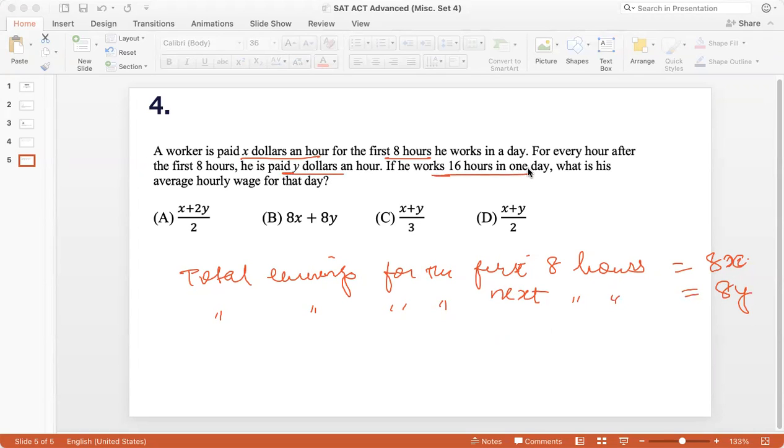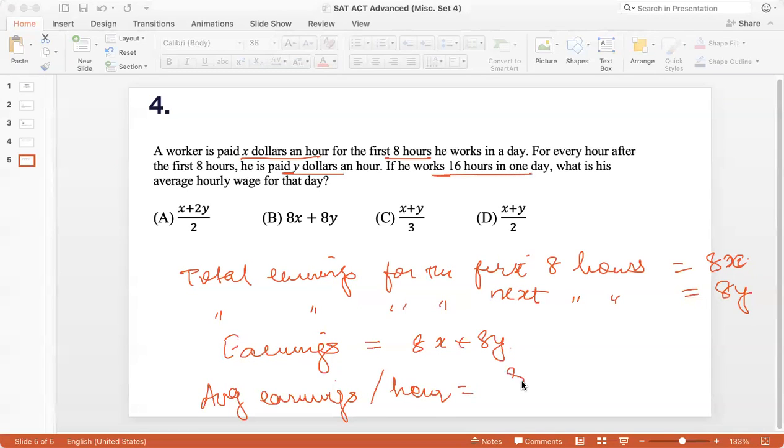So for the total 16 hours, his earnings would be 8x plus 8y. So his average earnings per hour would be (8x plus 8y) divided by 16 because he worked for 16 hours. So that's 8 times (x plus y) divided by 16. So that's (x plus y) divided by 2. So his average hourly wage for the day is (x plus y) divided by 2, option D.